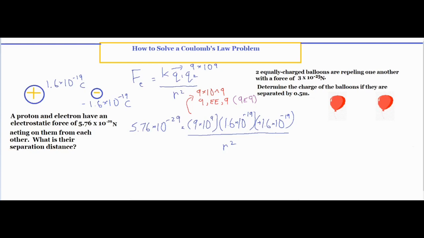Okay, so I'm going to plug in my really large or small number either this way or this way, depending on your preference. I'm going to wrap it in parentheses, all three of them, press enter, and then I'm going to get 2.304 times 10 to the negative 28th.